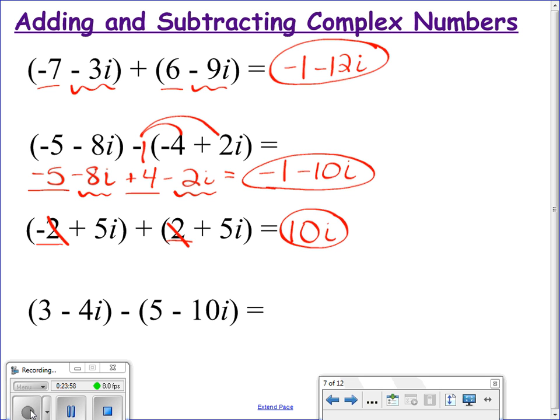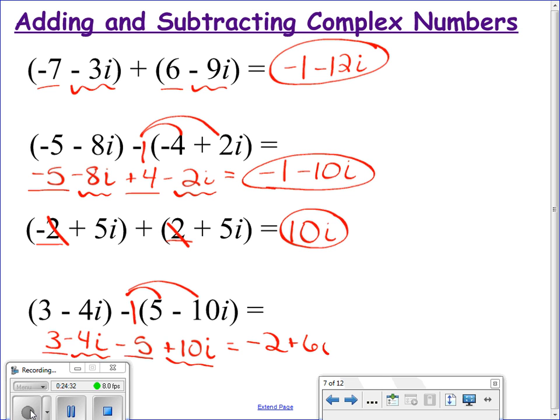Good. And the next one, parentheses matter? Yep. This parenthesis doesn't matter because there's nothing in front of it. But this one I need to distribute. So we get -5 plus 10i. Oh, yes. You're reading your answer backwards, but yes. So 3 and -5 is -2. And then -4i plus 10i is 6i.